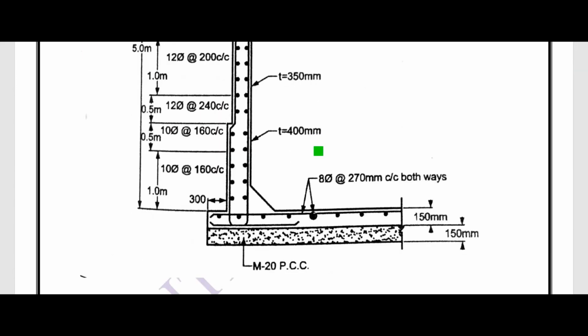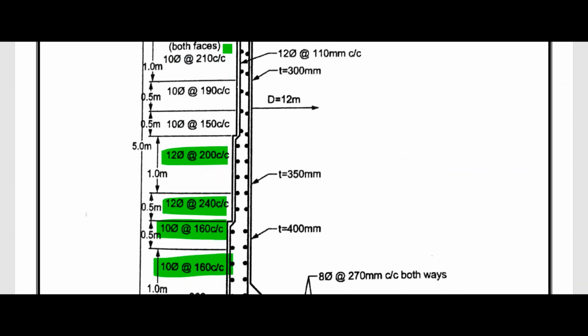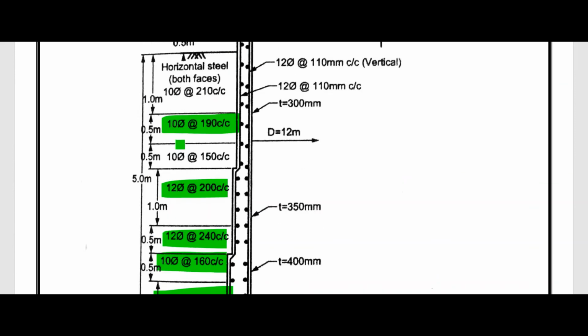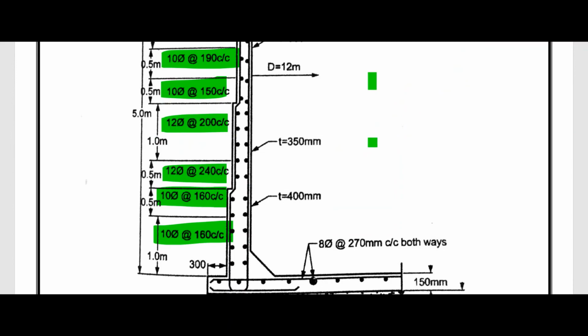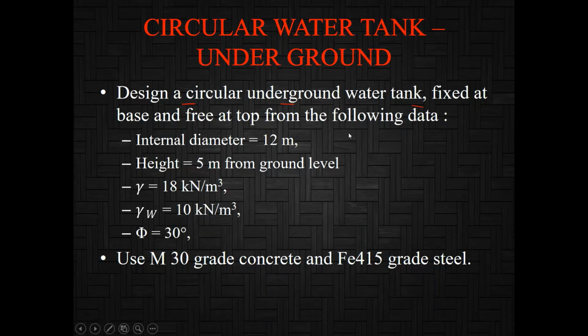You can see here for the 1 meter, 10 mm dia, for the 1 meter, 12. The height will change, so the value will change. Okay. For the 0.5 different, we calculate the different loads and different coefficients for the different design. So our design is completed.